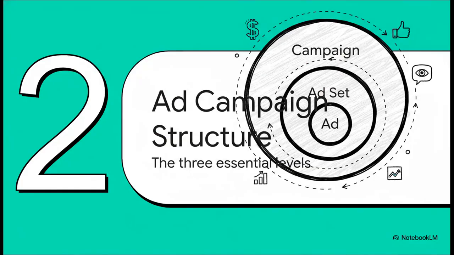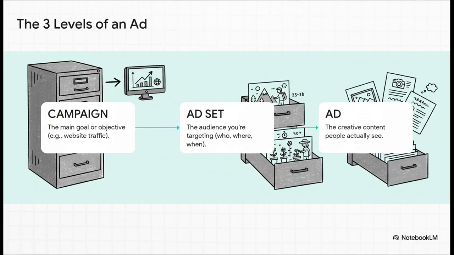All right, before we get into the fun step-by-step part, we've got to understand the basic anatomy of an ad campaign. Trust me, getting your head around this structure first is the key to staying organized and making ads that actually work. It's all built on 3 simple levels. The easiest way to think of it is like a filing cabinet. The whole cabinet is your campaign. It has one big goal, one main objective, like, say, getting more traffic to your website.